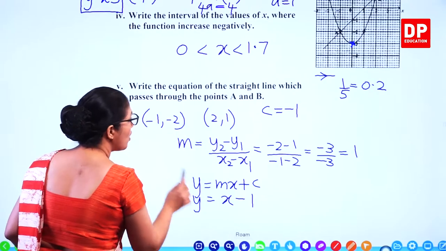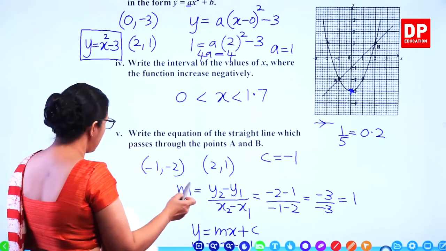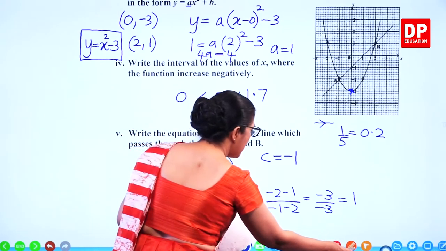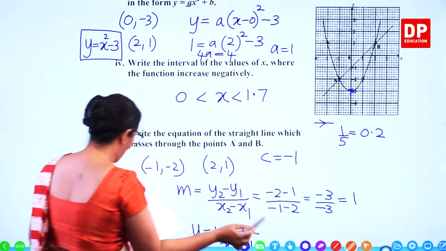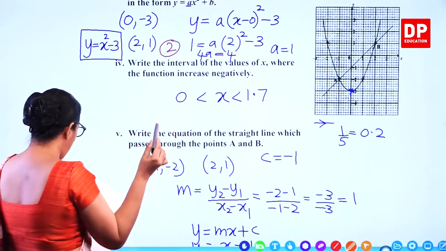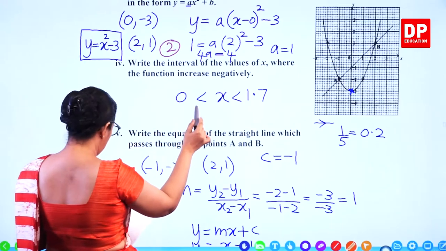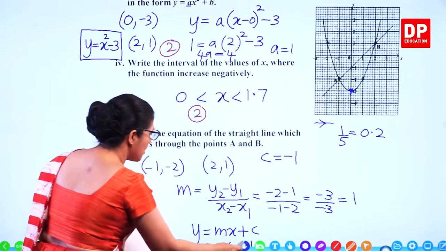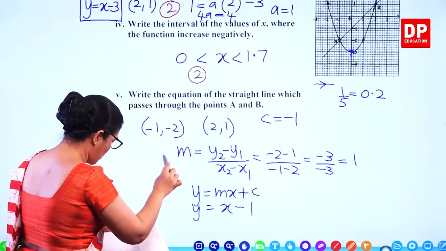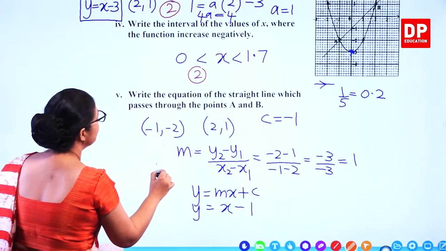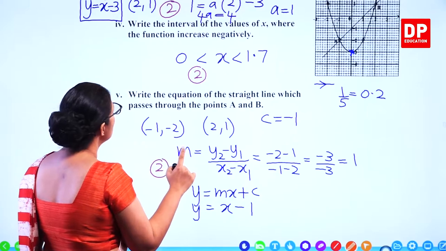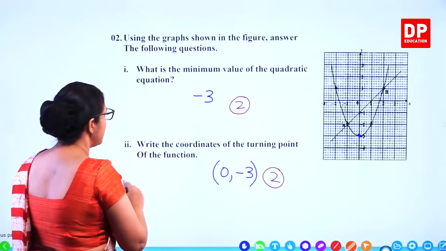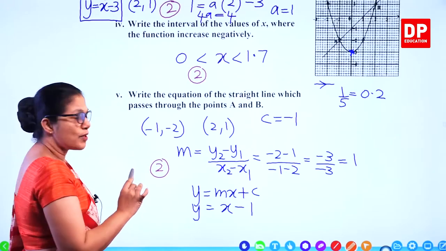So how many marks for all these steps? Writing down the equation x squared minus 3, you get 2 marks. Writing down the range of x, you get 2 marks. And finding the equation of the straight line y equals x minus 1, another 2 marks. 2, 4, 6, 7, 8, 9, 10. So we gave 10 marks for the whole question.